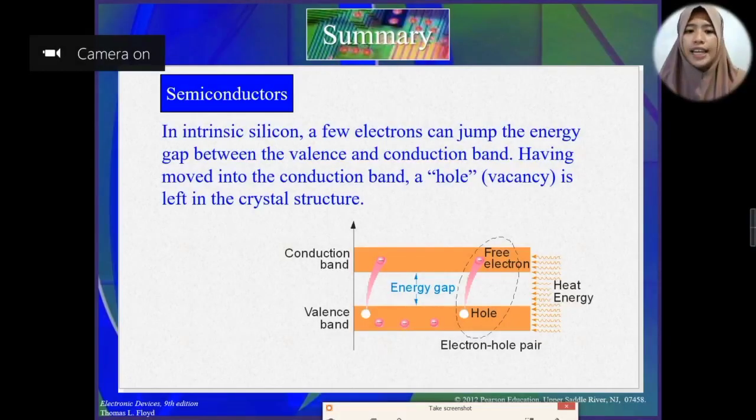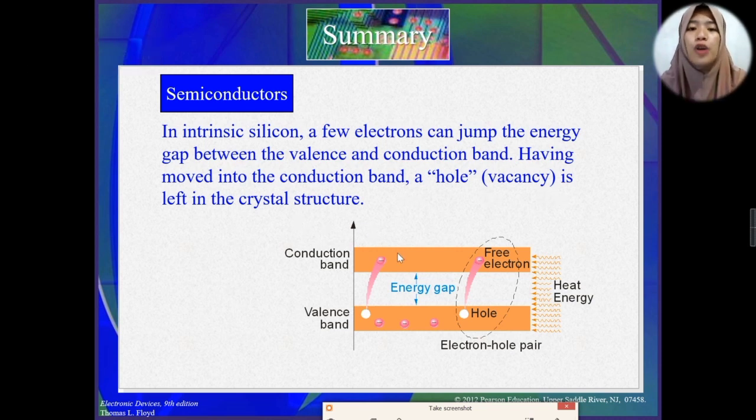In intrinsic silicon, a few electrons can jump the energy gap between the valence and conduction band. Having moved into the conduction band, a hole is left in the crystal structure. So as you can see, this is the figure of the band gap of an intrinsic silicon crystal.